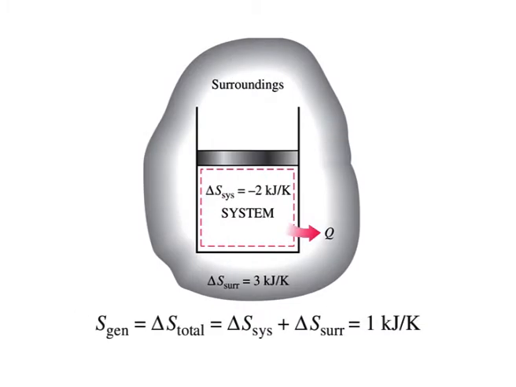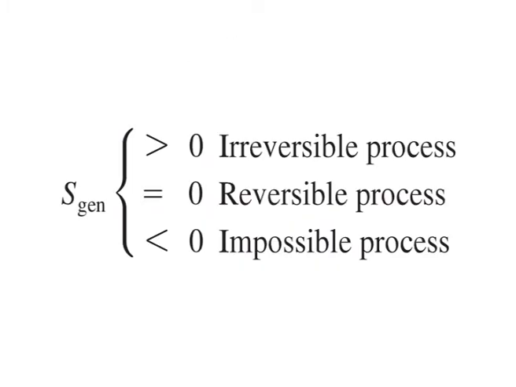The increase of entropy principle does not imply that the entropy of a system cannot decrease. The entropy change of a system can be negative during a process, but entropy generation cannot. The increase of entropy principle can be summarized as follows. This relation serves as a criterion in determining whether a process is reversible, irreversible, or impossible.